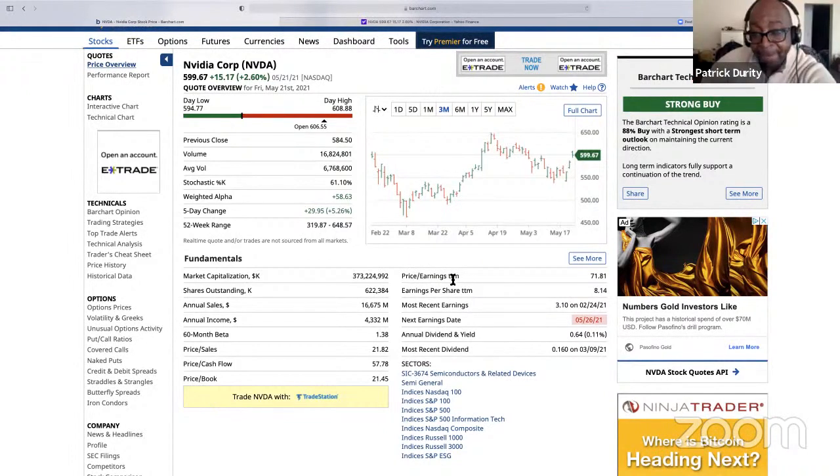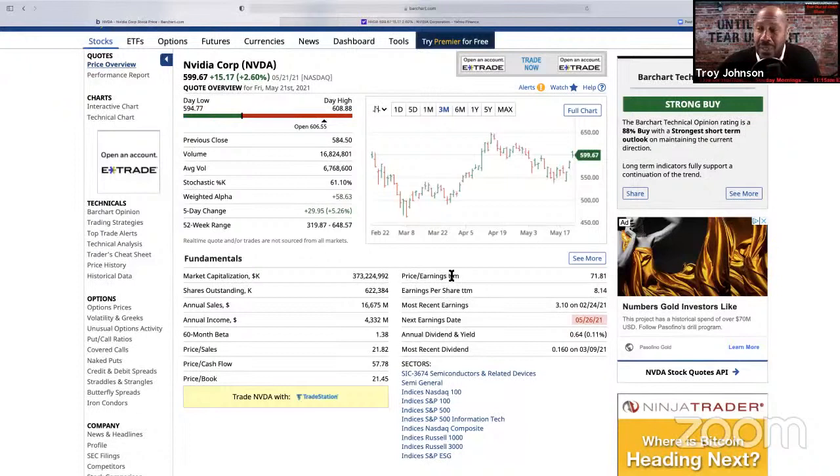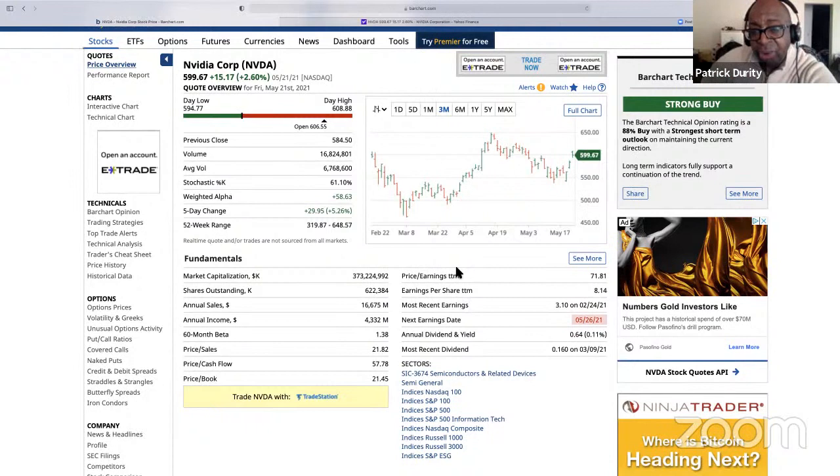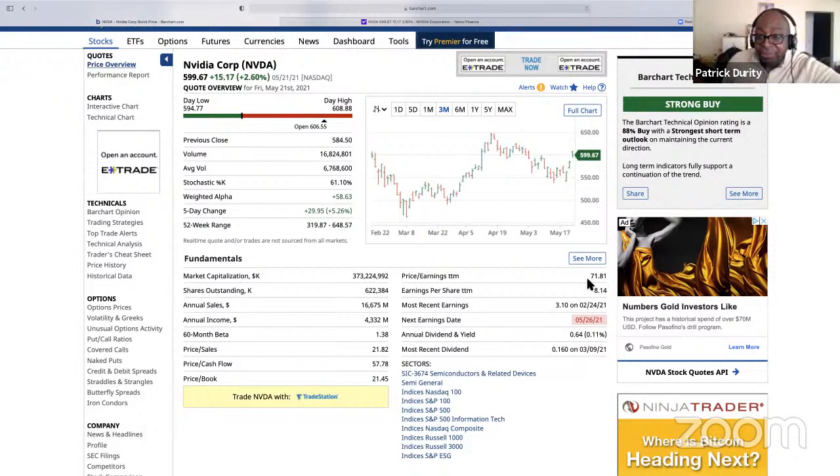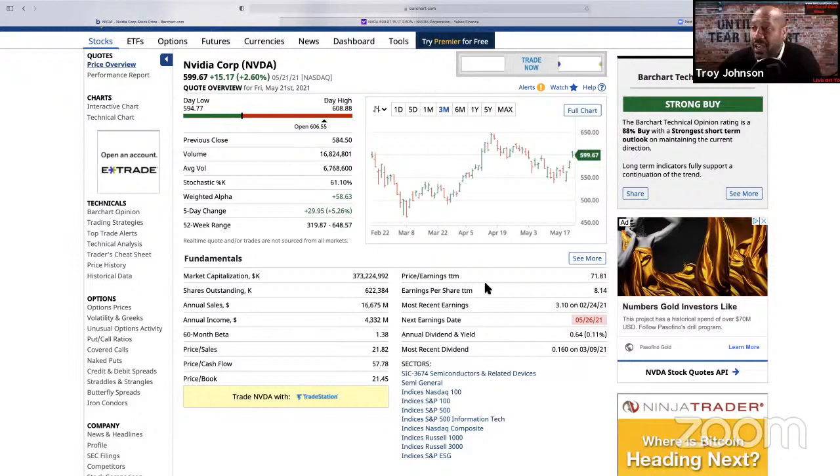Okay, so this is the PE ratio for the TTM, the 12-month. What is that? That's the trailing 12 months, the last 12 months. So this gives you the PE ratio right here. And here is the earnings per share for Nvidia, $8.14 earnings per share. So we have the PE ratio right here, and we have the earnings per share right there.